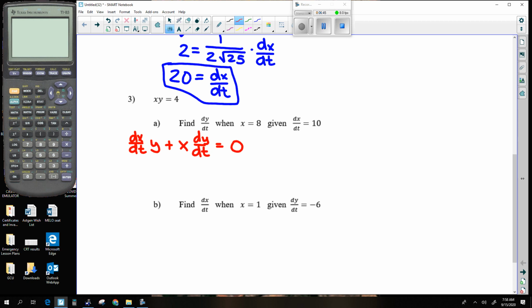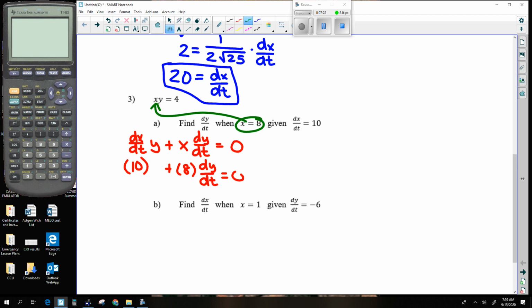So they say, find dy dt when x is equal to 8 and dx dt is equal to 10. They want to know what is dy dt. So there's a missing piece. What the heck is y? All right, well, to get that y, in essence, they're not playing games. They straight up give you an x, so you can pretty much figure out y to use.